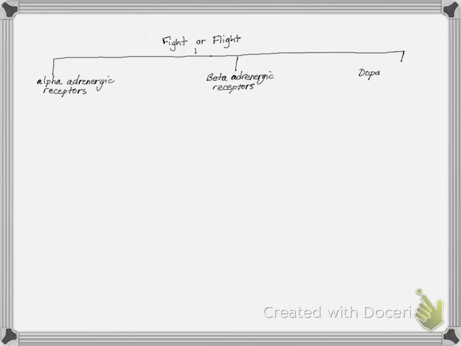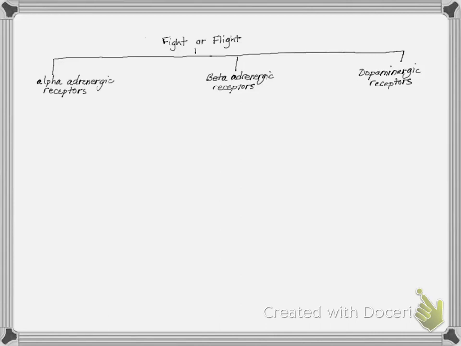Dopaminergic. If I can get an M on here. This pen does not like me. There we go, an M. So dopaminergic receptors. The dopaminergic receptors are only stimulated by dopamine.